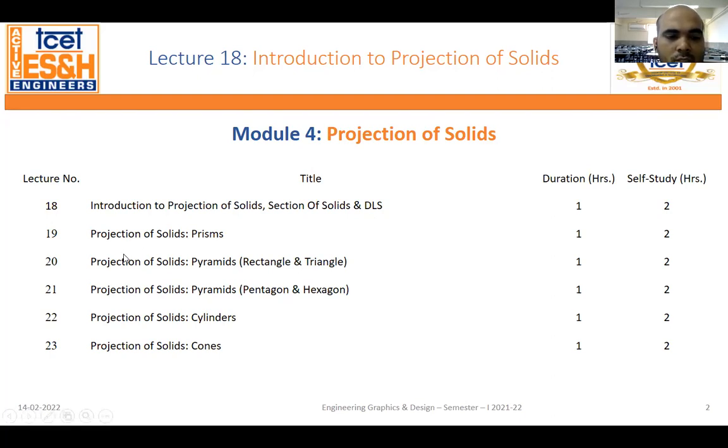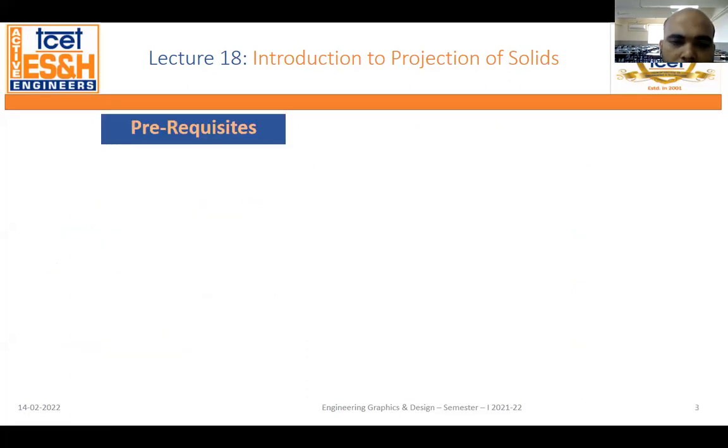Now in the case of projection of solids, we'll see different types. One is prism, next is pyramid. In the case of a pyramid, we'll see the rectangle, triangle, and then the pentagon and hexagon. Then we'll talk about the cylinder, and then the cones. So let's have a look at what it is all about.